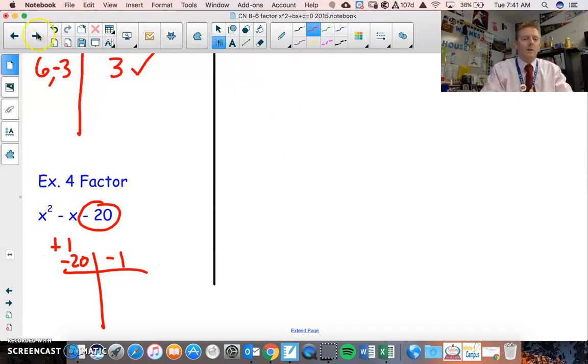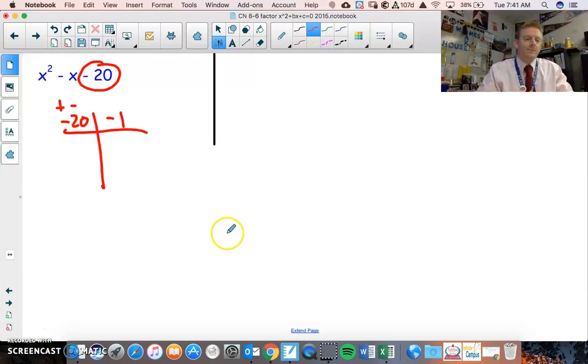I just wrote a ton of 1s. That's kind of weird. One's positive, one's negative. So as we look at this carefully, I see a 1 and a 20, no. A 2 and a 10, no. Because this is a 1, they have to be really close together, so 4 and 5 are really close together.